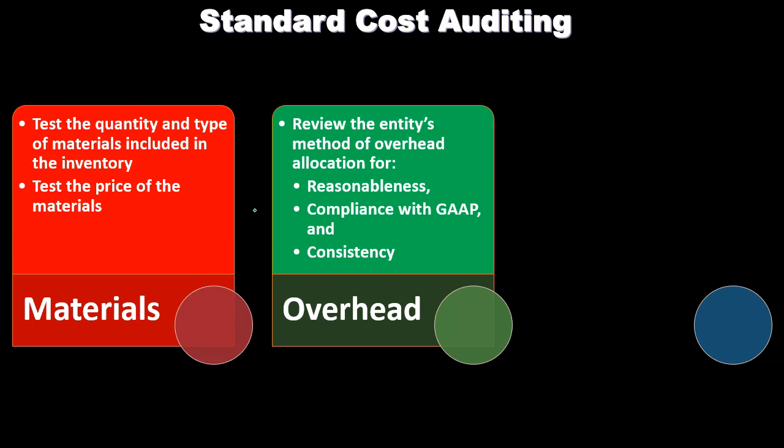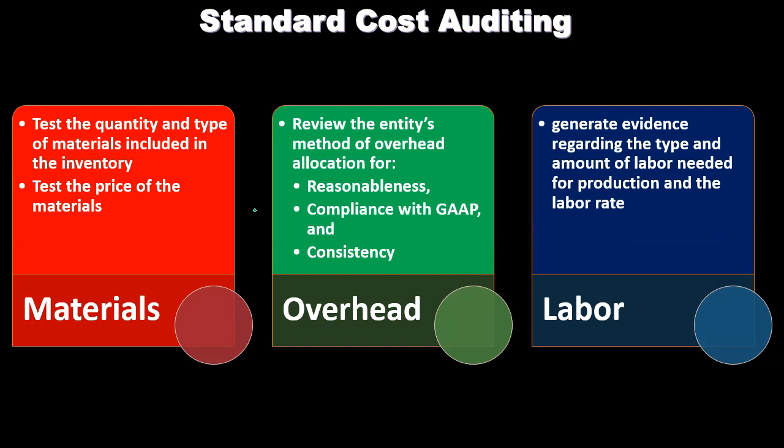We need to test then that allocation process for reasonableness, compliance with GAAP, generally accepted accounting principles, considering or assuming that we are testing the financial statements to be in compliance or in accordance with generally accepted accounting principles, and consistency. So obviously when we apply some type of method, it needs to be consistent.